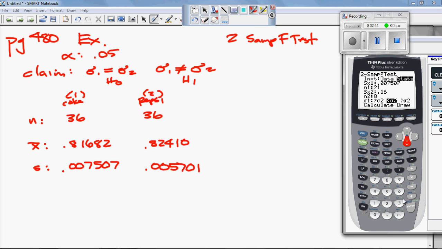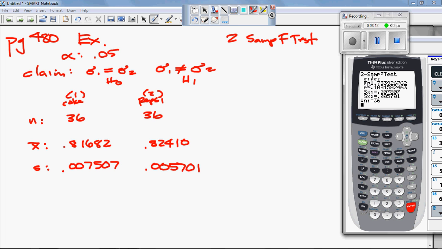N1 is 36. S2 is 0.005701. And N2 is also 36. So the inequality we want to highlight is not equal to. Hit calculate. We're going to write down our test statistic and the p-value.